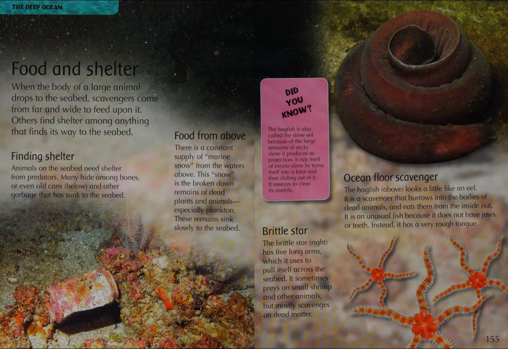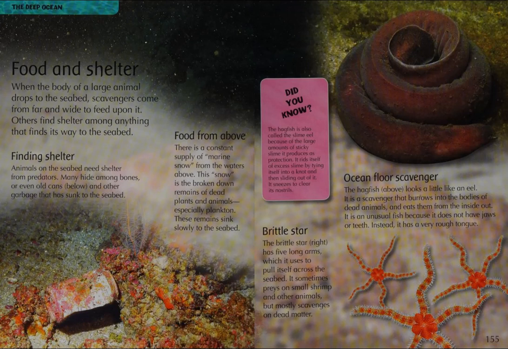Did you know? The hagfish is also called the slime eel because of the large amounts of sticky slime it produces as protection. It rids itself of excess slime by tying itself into a knot and then sliding out of it. It sneezes to clear its nostrils.